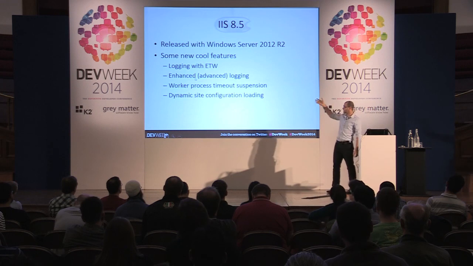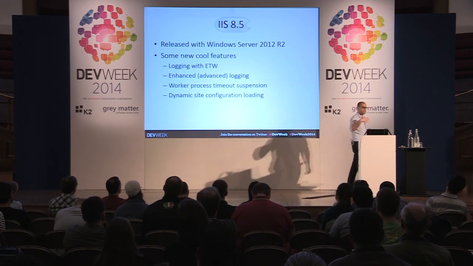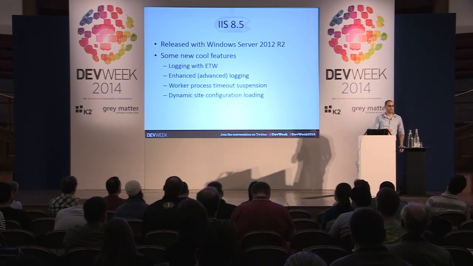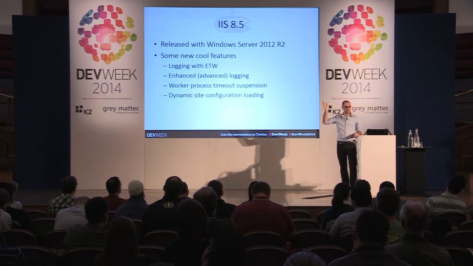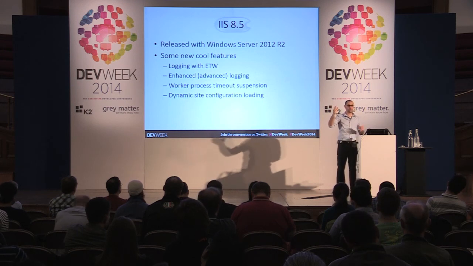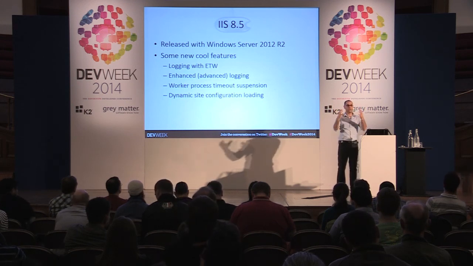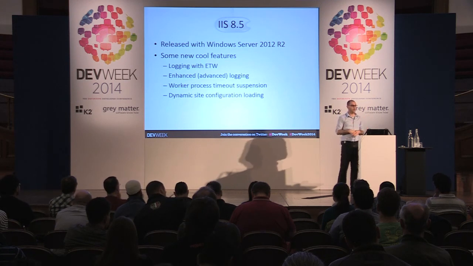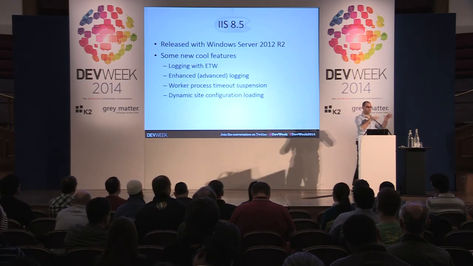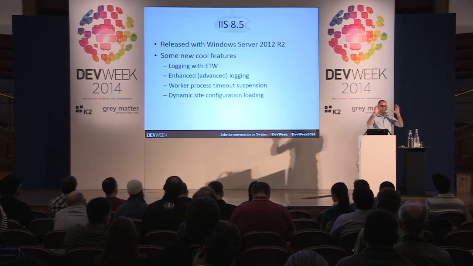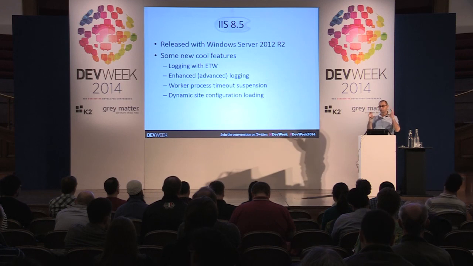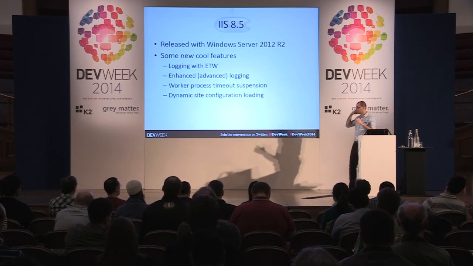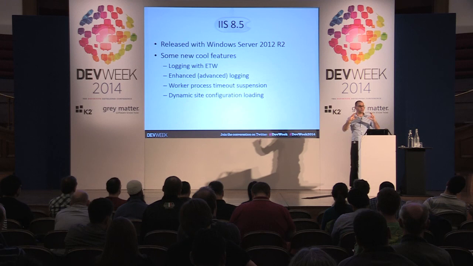IIS 8.5 also introduces the concept of suspension for applications, for worker processes in IIS. We have suspension in Windows 8, if you're familiar with that concept. It suspends our application without actually removing it from memory. Now we can actually do that for worker processes. We can suspend them. They won't have any CPU usage, they will only consume memory. But once we need them to start running, they will start running immediately and won't have to incur all that load time.